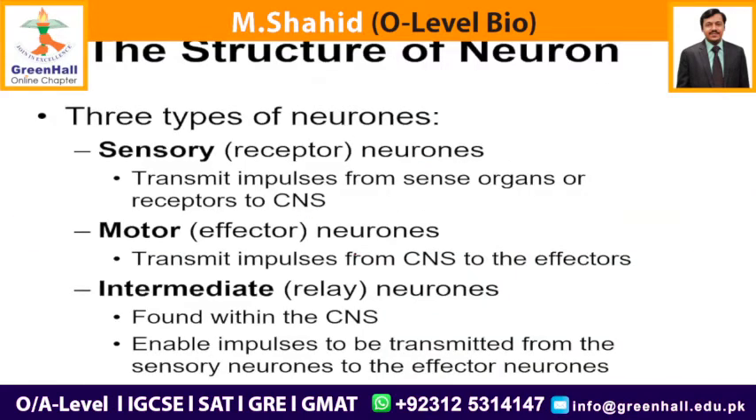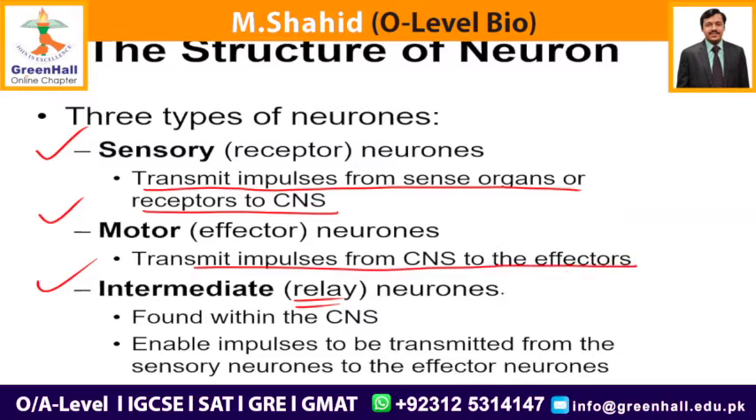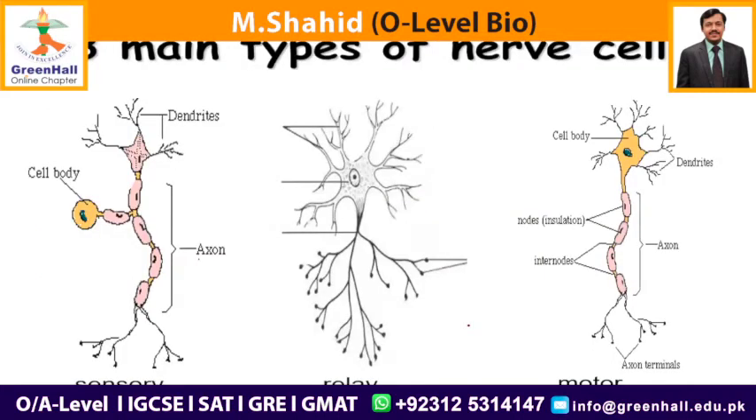Okay, so we have three types of neurons: sensory, motor, and intermediate or relay neuron. Look at that difference. Look at their function. Sensory neurons' job is to transmit impulses from sense organs to the receptors, or receptors to the CNS, central nervous system. Whereas motor neurons have to transmit impulses from CNS to the effectors. Whereas, as I said, intermediate neurons or relay neurons make up the central nervous system, and their job is to interpret the data. Now, take your time and look at all these structures.